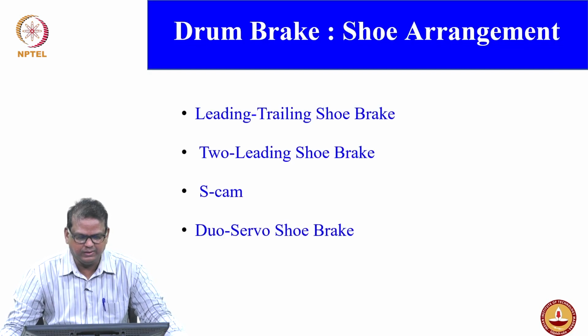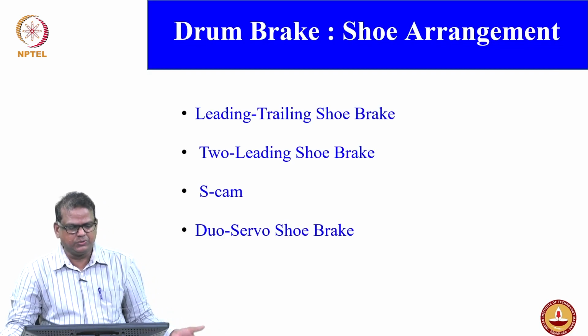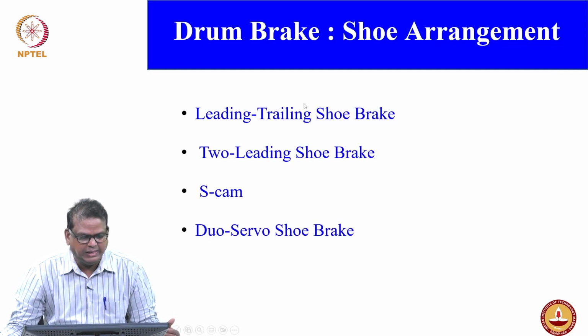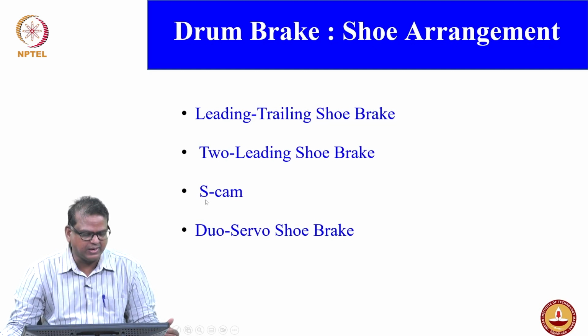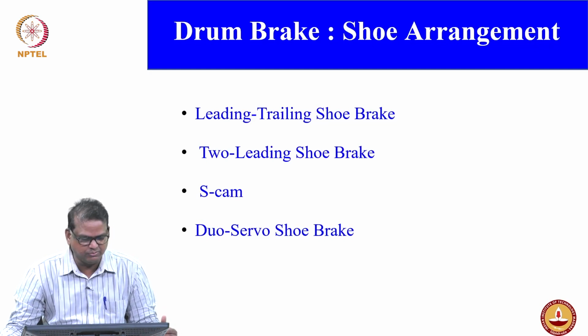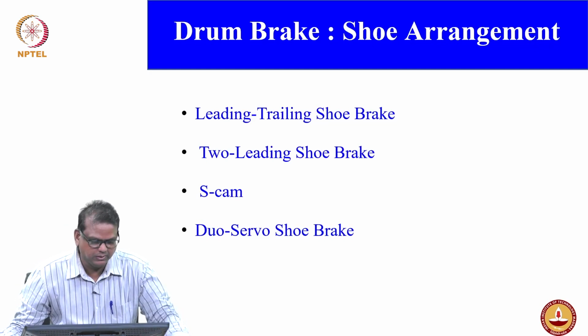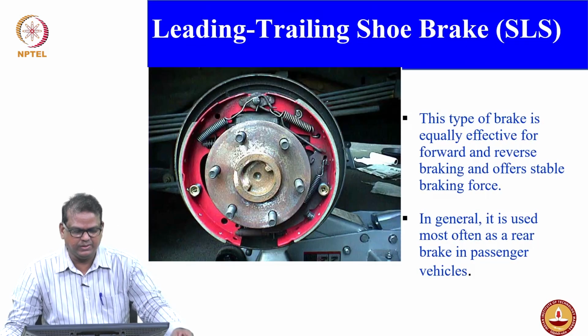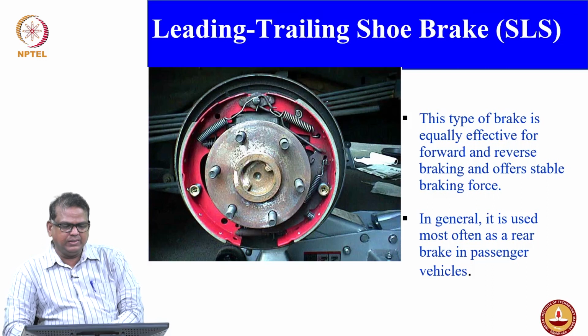Based on the arrangement, drum brakes can be classified into four different types: leading trailing shoe brake, two leading shoe brake, S-cam, and duo servo shoe brake. I'm sure you would have seen the videos. Nevertheless, we'll explain the first two arrangements: the leading trailing shoe brake as well as the two leading shoe brake. And you can see that this is a leading trailing shoe brake.